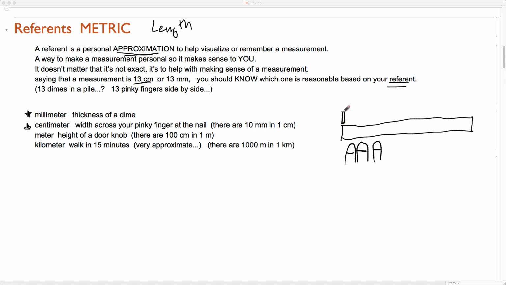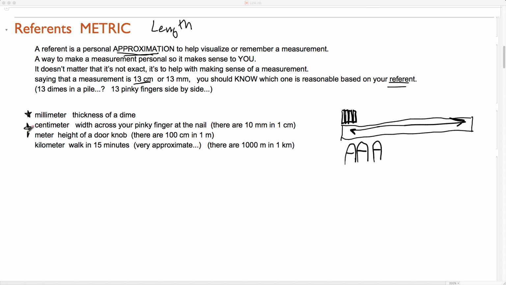If this is a dime on its side, there's lots and lots of dimes that you could put on its side to measure this object that would be here. So as I'm going to emphasize here, the referent is not to give you an exact answer, it's to get you in the right ballpark so that you know whether, for example, 13 centimeters or 13 millimeters is a more reasonable estimate based on the referent that you're using.